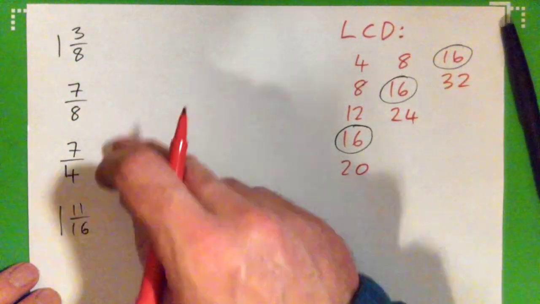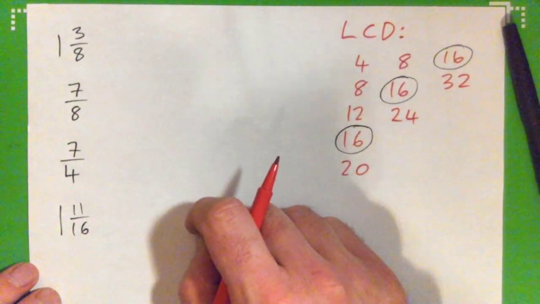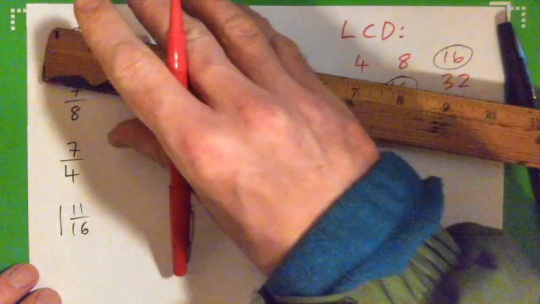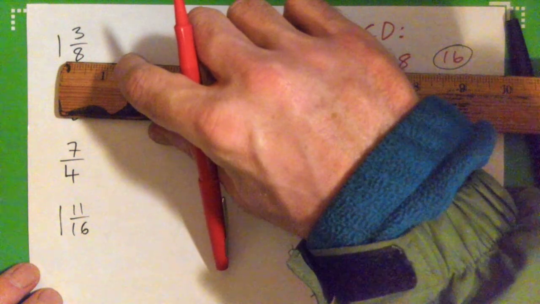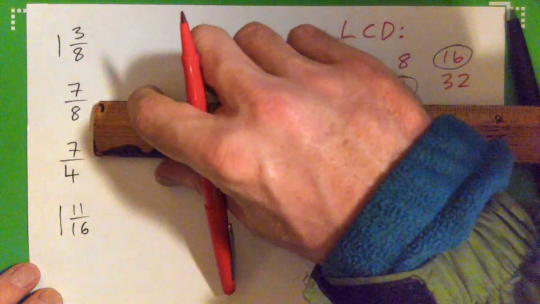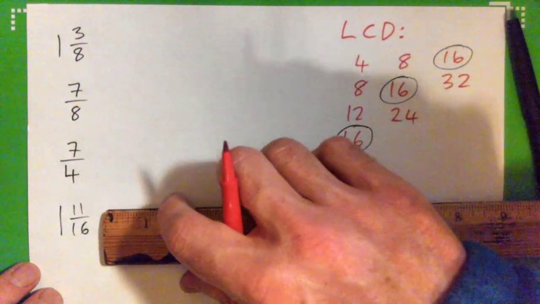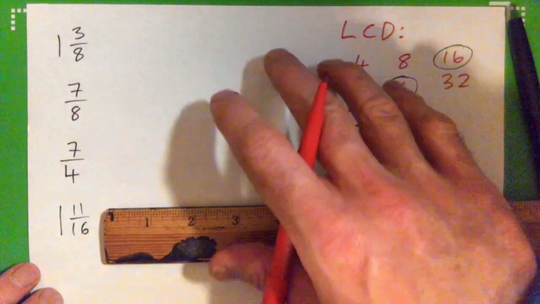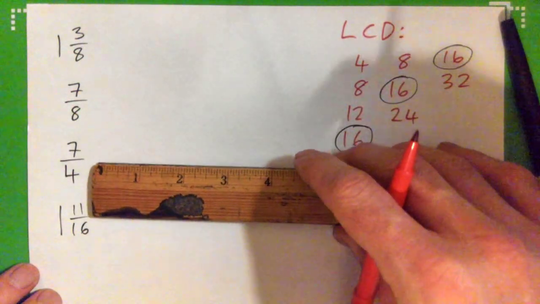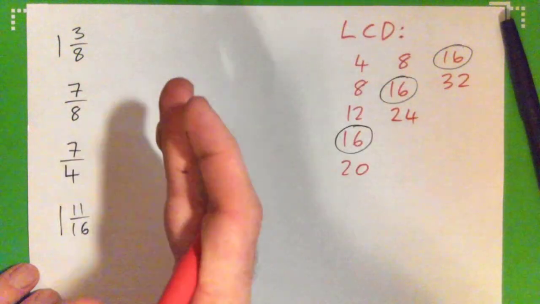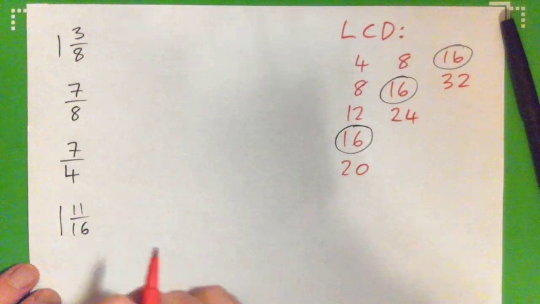We can turn all of these into 16ths. It's kind of like on your ruler, you got 1 and 3/8, you got 7/8, you got 7/4, you got 1 and 11/16, and which is bigger? Which is the longer length in inches? That's the question we're asking here. But the trick is, if we turn them all into 16ths, then we can really compare them accurately with each other.